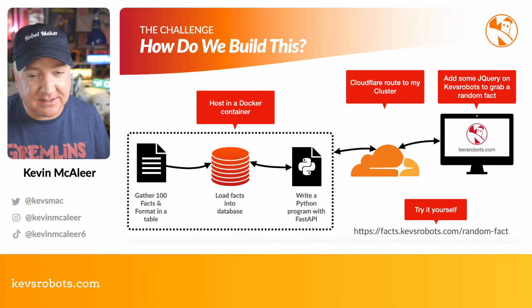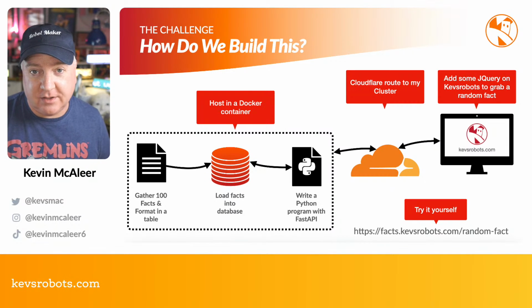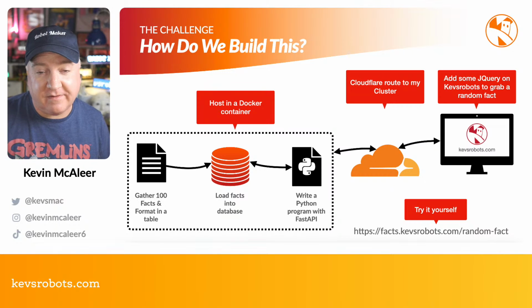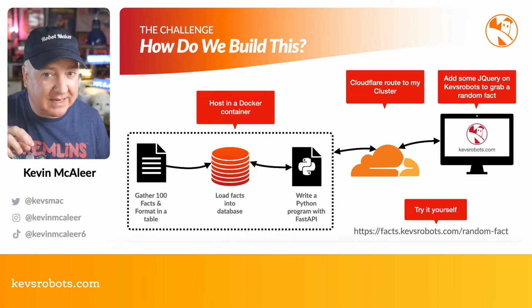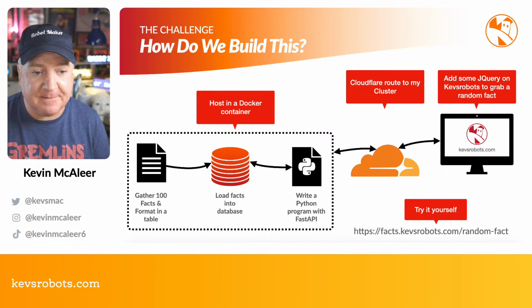We're going to use SQLite because it's a nice simple database and it's built into Python, so there's no extra drivers or anything to install. And then we're going to write a Python program that will provide the API, and it'll basically grab the latest fact, a random fact from that database, and then provide it to the API.